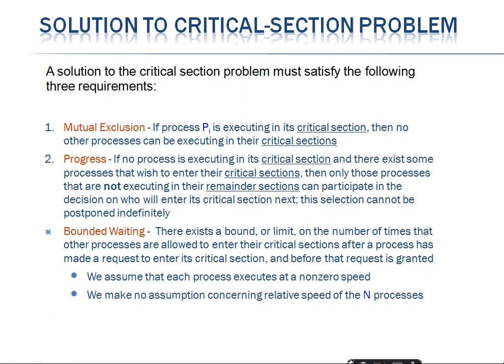Now a solution to the critical section problem must satisfy the following three requirements. In order to apply the solution to the critical section problem, here we have three requirements that must be satisfied. Number one, mutual exclusion. If a process is executing in its critical section, then no other process can be executing in their critical section. This is called mutual exclusion.